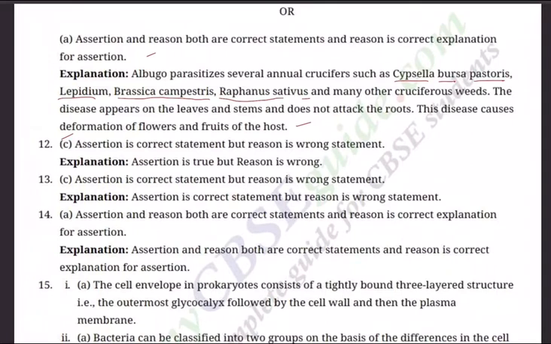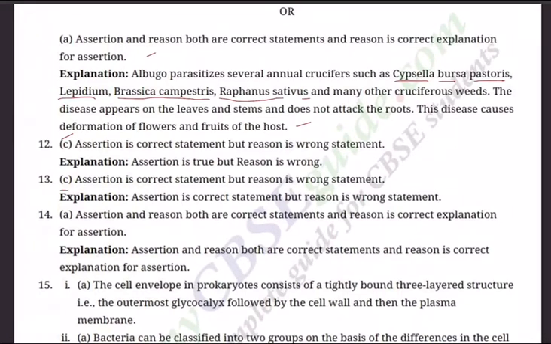Assertion is correct, but reason is wrong. Reason: analysis of compounds present in ash gives an idea of the kind of organic and inorganic constituents present in living tissues. That is wrong. It may not be always true. That too, both organic and inorganic, right?